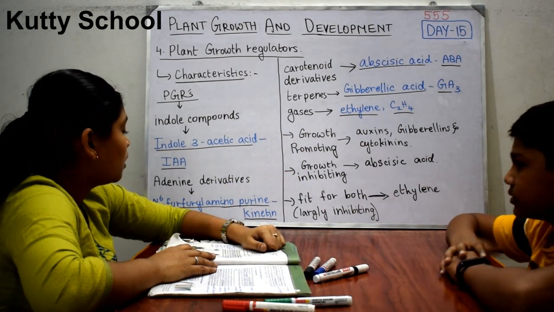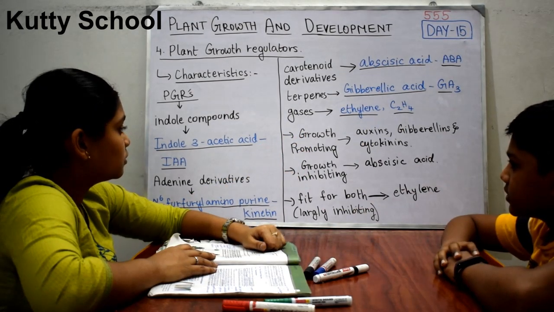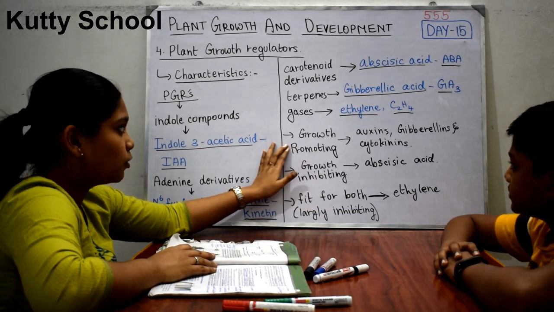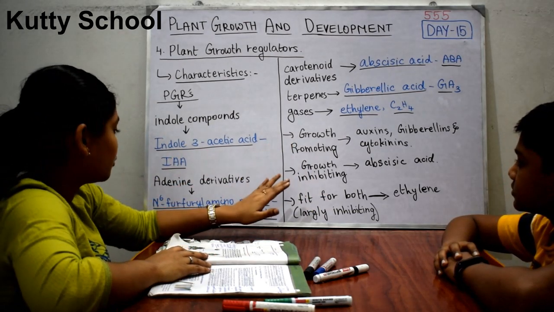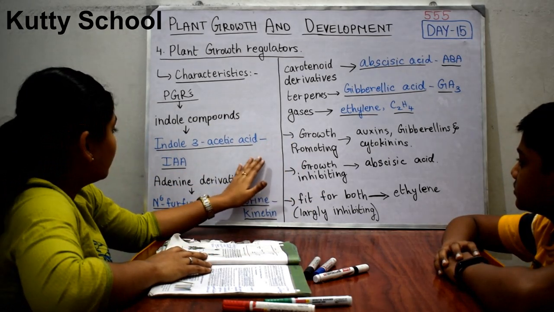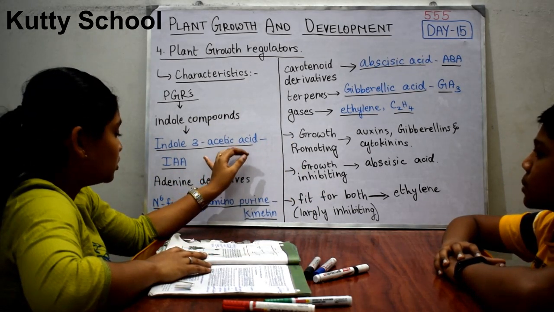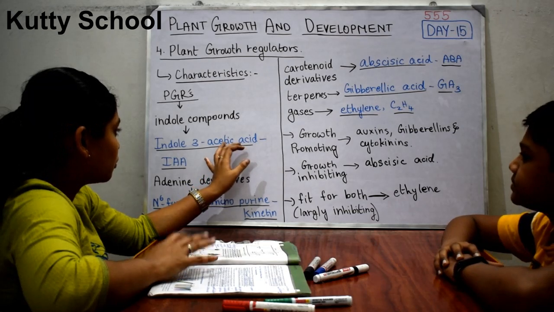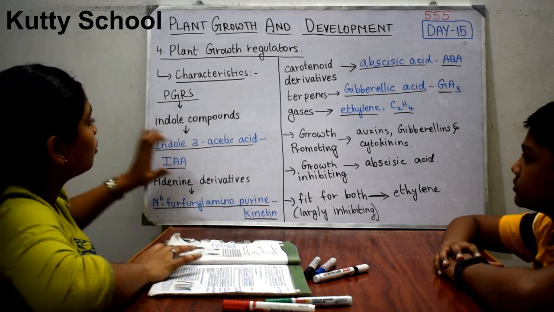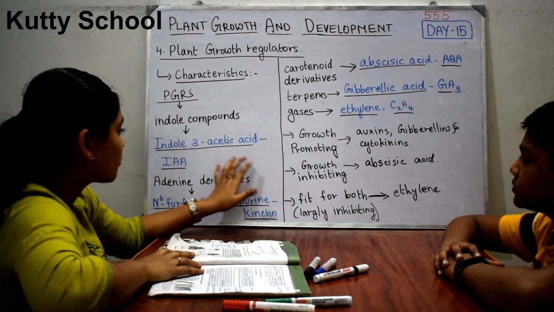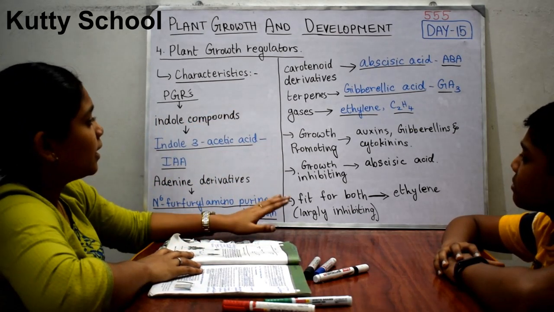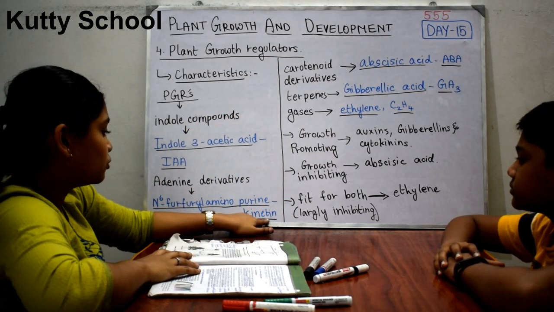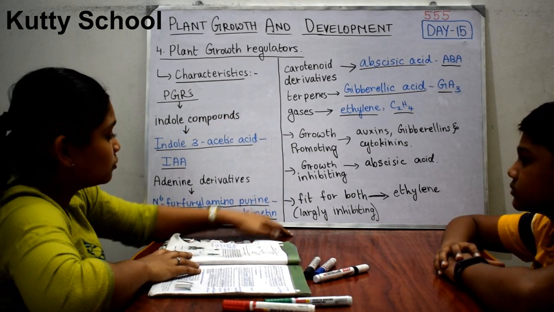Promoting hormones are auxins, gibberellins and cytokinins, okay? Indole 3-acetic acid, these single compounds, are generally known as auxins. Gibberellins are this one, and cytokinins are this one. So these compounds are cytokinins, okay?